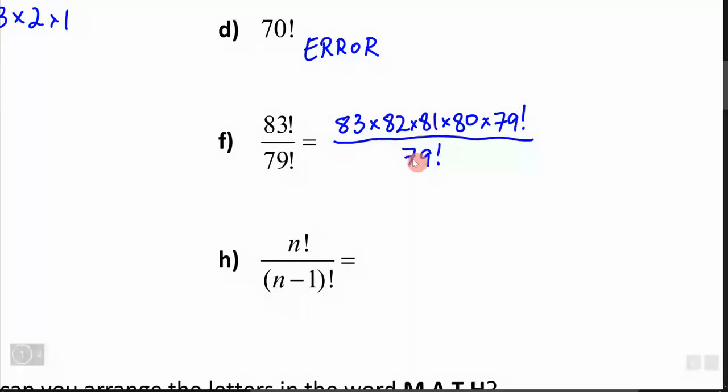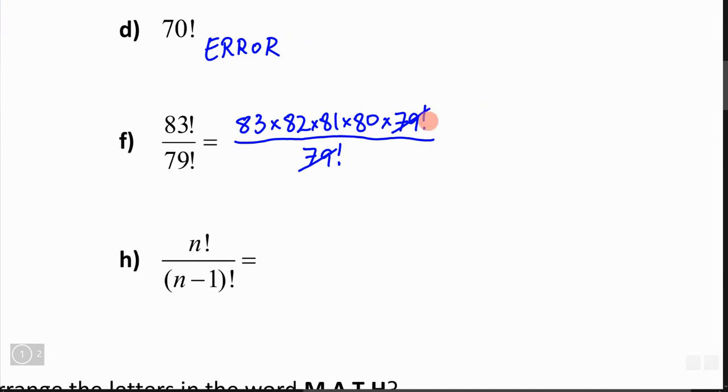So then I can just reduce it by canceling the same numbers on the top and the bottom, just like you would any numerical fraction. And then all I have to do on my calculator is multiply these four numbers. And when I do that, I get 44,102,880.